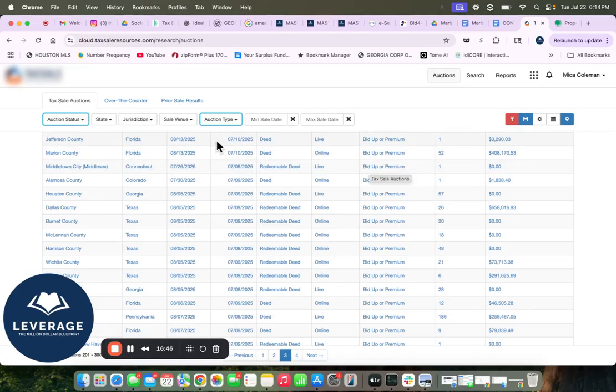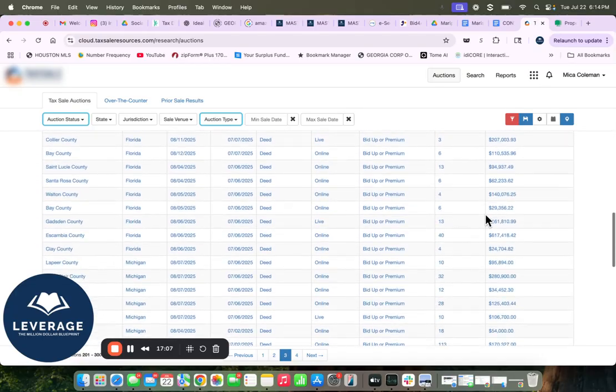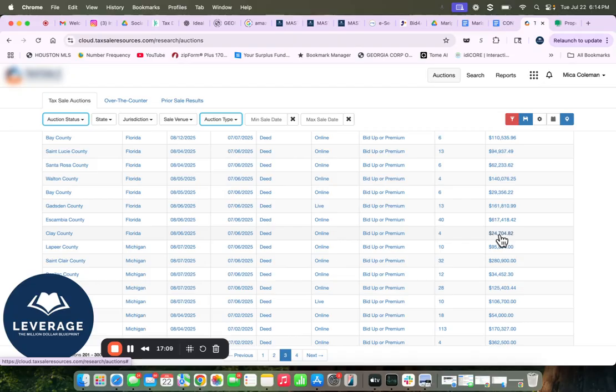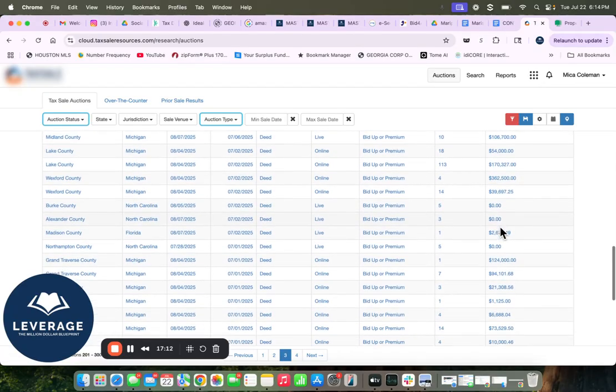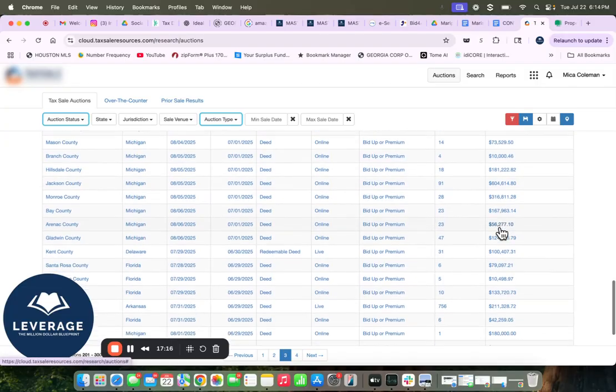This one might be a good one, Marion County. I haven't done Marion County in a while, but once again, 52 parcels at 408. It's kind of like you divide those numbers up. Maybe there might be some good overages in this one, so I might look into that one. I think I've done Marion County before. Let me see if there's any other decent ones. Just gonna go down, see if I see any that I'm not familiar with.